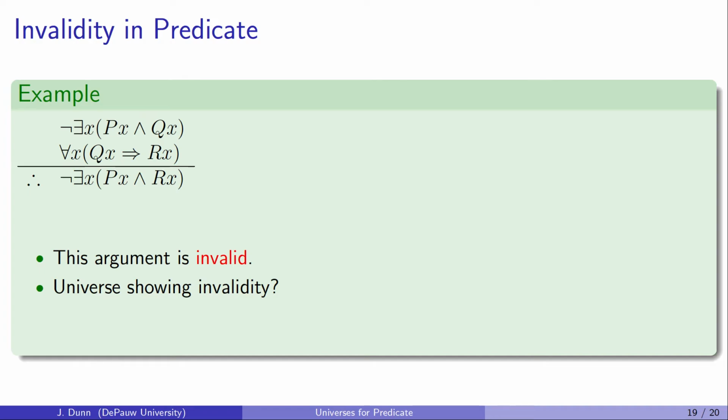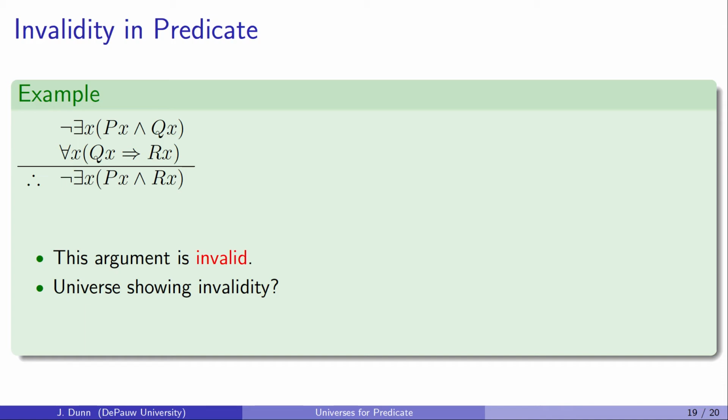There's lots of things you could pick, but just for an example, suppose we let our domain be people, then we just need to pick a P and an R where some people have both those properties. So for instance, P might be the property of being a father, and R might be the property of being a mammal. Since some people are both fathers and mammals, it follows that the conclusion would be false.